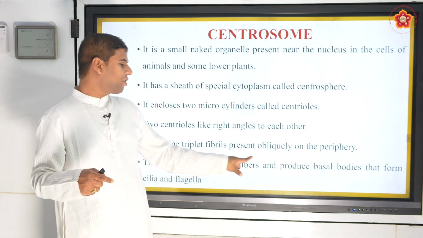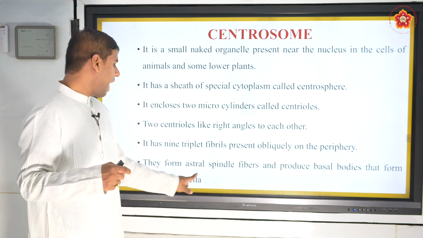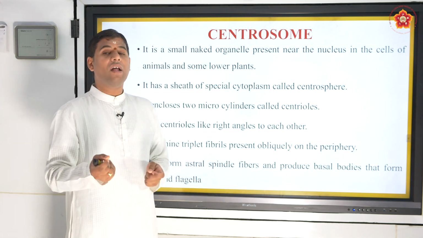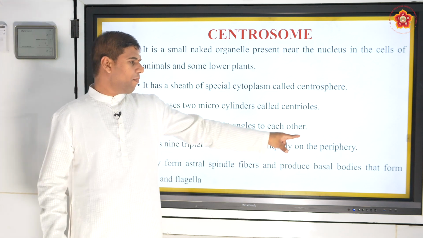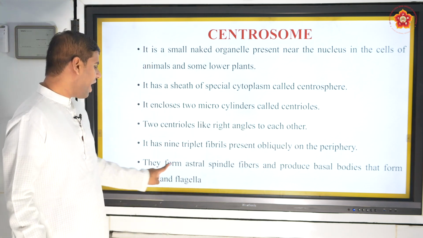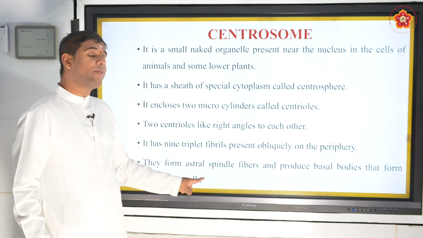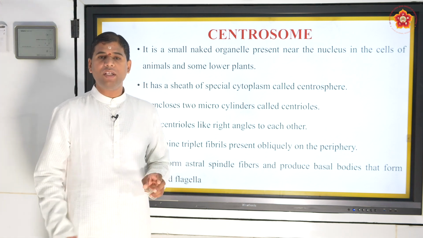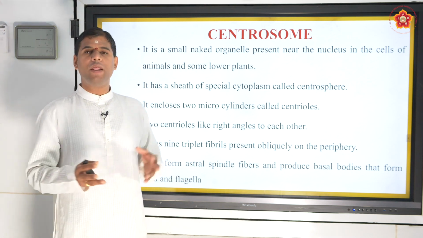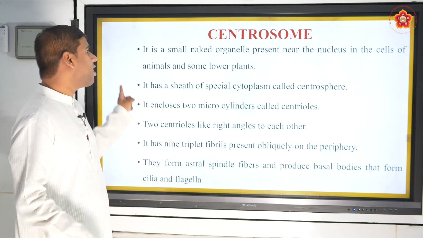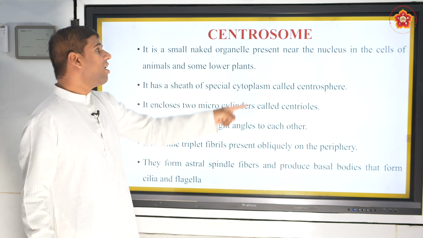They form the astral spindle fibers, which are the lines projecting out. They are fibers and produce basal bodies that form cilia and flagella. Cilia and flagella are very important. They help in locomotion and absorption. So this is about the centrosome.